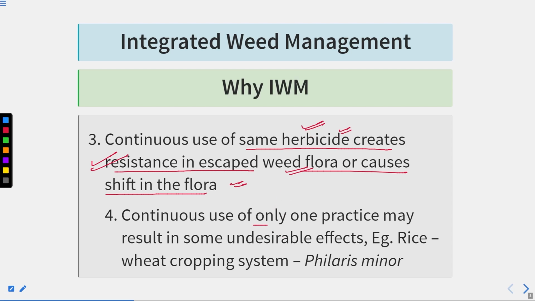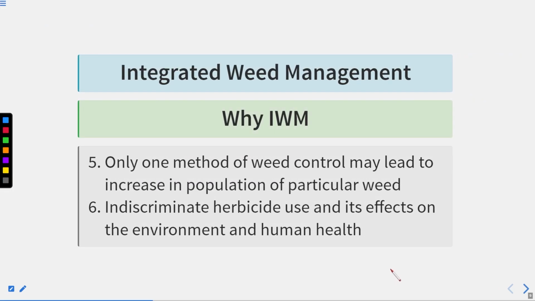The continuous use of only one practice may result in some undesirable effects, for example in the rice-wheat cropping system with Phalaris minor. Only one method of weed control may lead to an increase in the population of a particular weed. There is also indiscriminate herbicide use and its effect on the environment and human health. Every time you are using a lot of herbicides, it has a bad effect on the environment as well as on human health.